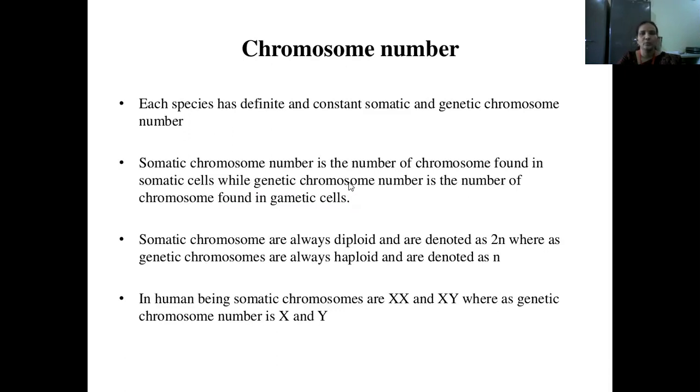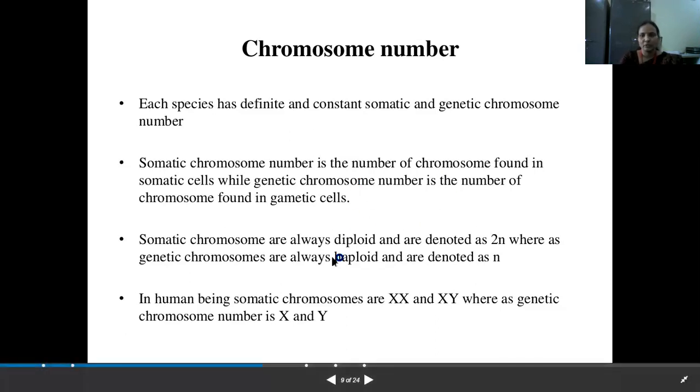Somatic cells में जो मिलता है, that is called as somatic chromosome, while genetic chromosome is the number of chromosomes found in the gamete cell. हमारे जो normal cells हैं, body cells are said to be somatic cells, while gamete cells means sperm and ova are said to be gametic cells, और उसमें जो chromosomes हैं they are said to be genetic chromosomes.